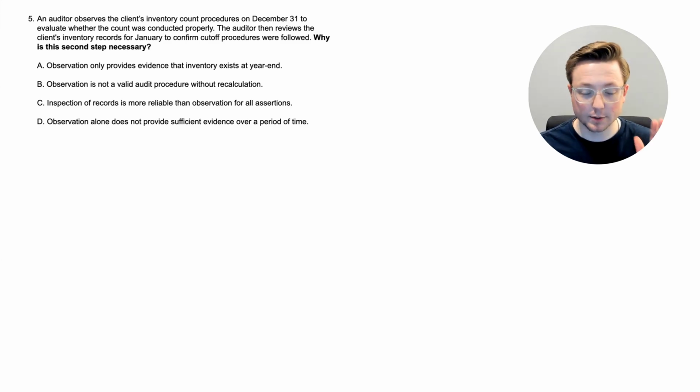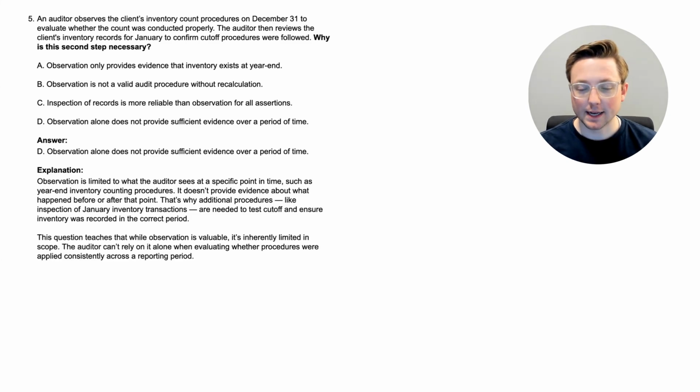So let's walk through this. Option A, observation only provides evidence that inventory exists at year end. Option B, observation is not a valid audit procedure without recalculation. Option C, inspection of records is more reliable than observation for all assertions. Or option D, observation alone does not provide sufficient evidence over a period of time. Okay, so why do you think that they have to do inspection as well as observation in this situation? Think about it, and when you're ready, come back. We'll look at the answer together.